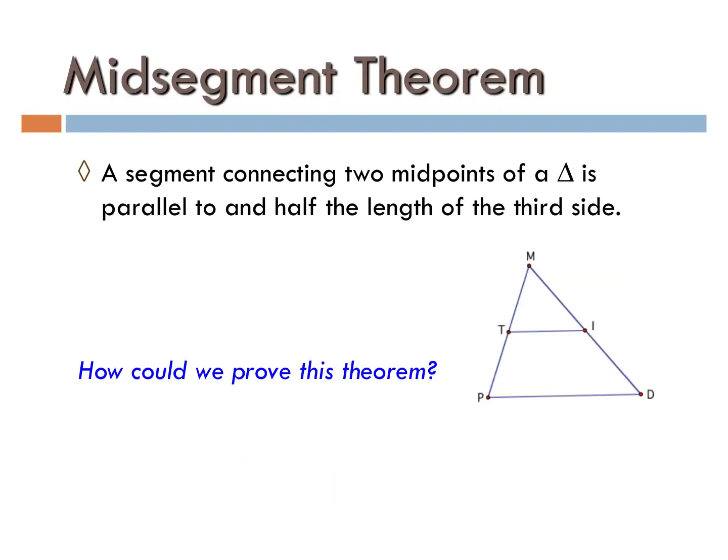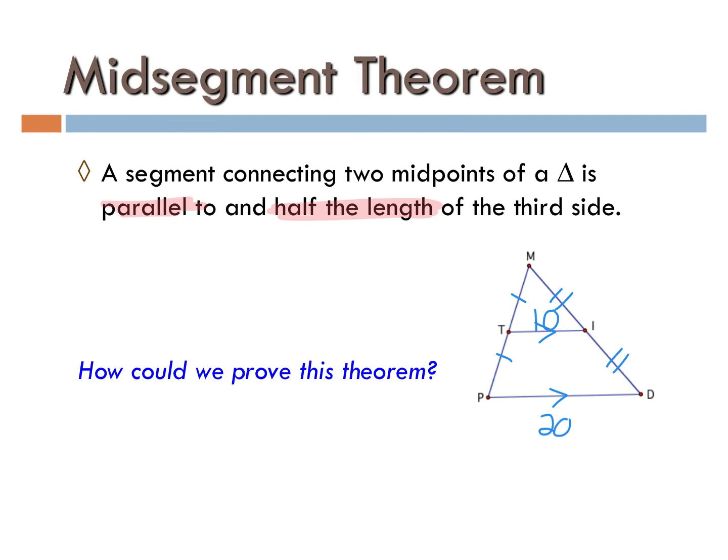Next thing we're going to learn about is the mid-segment theorem, and we've talked about mid-segments before with trapezoids. Now it's going to be a segment connecting two midpoints of a triangle. So here are the two properties. It is parallel to the third side, and it's half the length of the third side. Because this is a mid-segment, MT becomes congruent to TP, and MI becomes congruent to ID. And it's parallel. So it's always half the length. So if this was 2, this would have to be 4. If PD was 20, TI would be 10. Okay? How would we prove it?